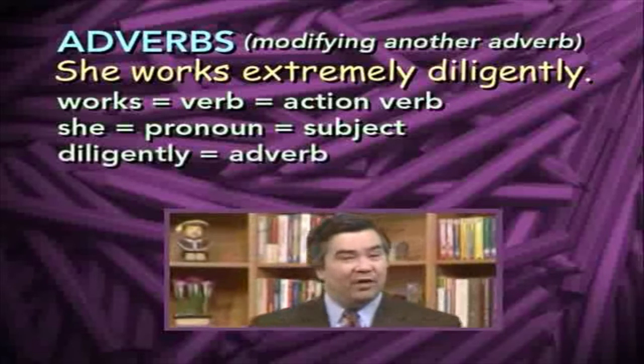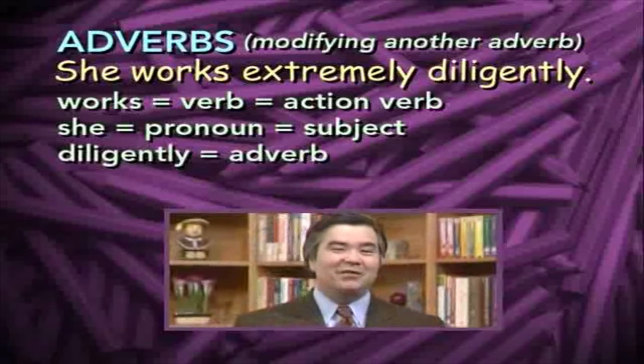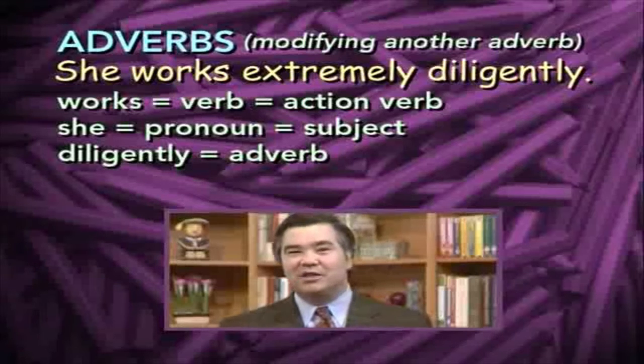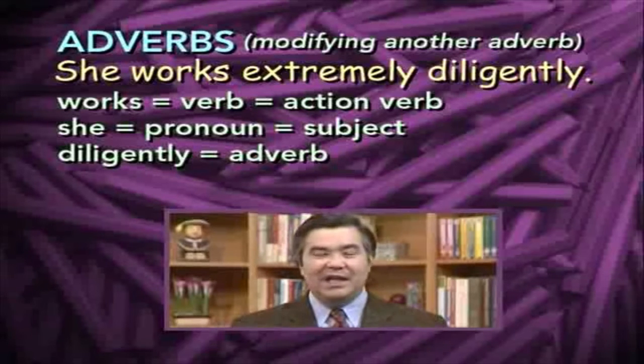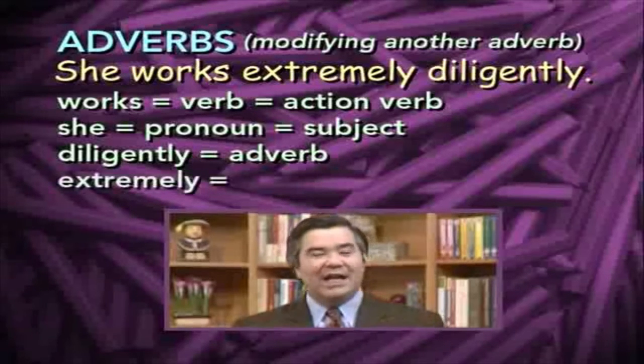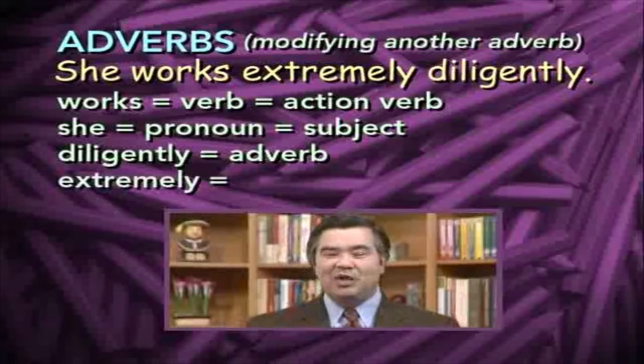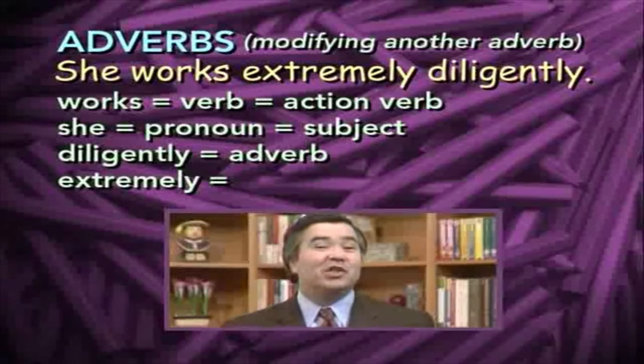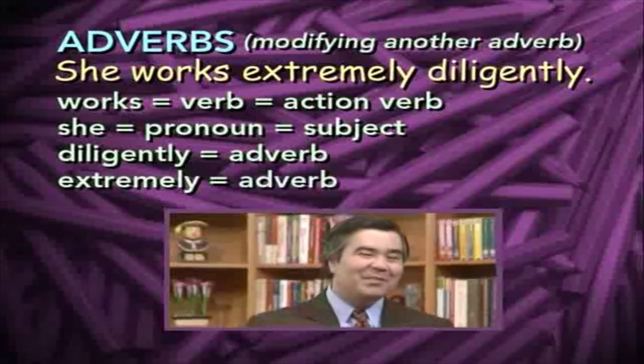Now we have the adverb diligently, which modifies the verb works. It tells us how she works. How? Diligently. And we have one more word, extremely. What role does extremely play in the sentence? Well, extremely is an adverb. And what does it modify?